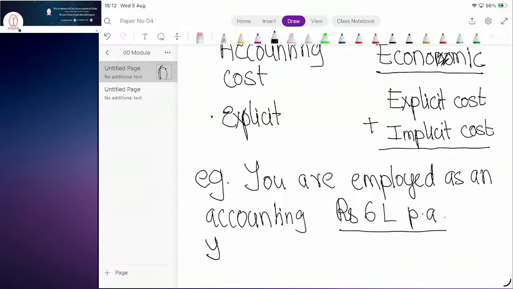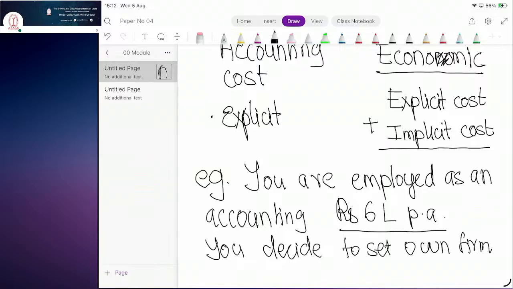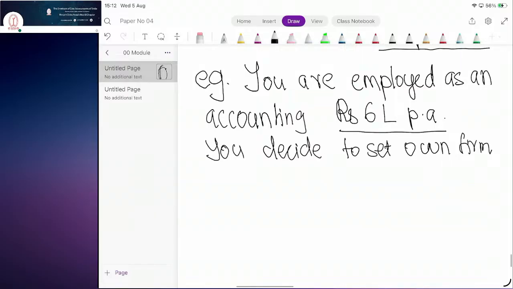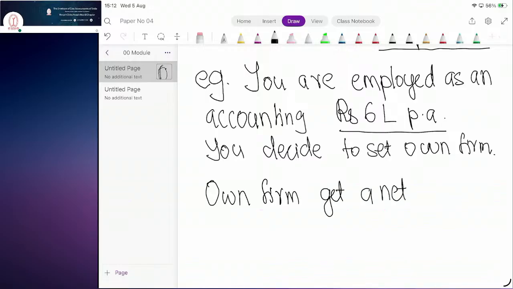You decide to set up your own firm, okay? Own firm, right? This own firm gets a net revenue, means after paying all the explicit cost, net revenue of rupees 10 lakhs.